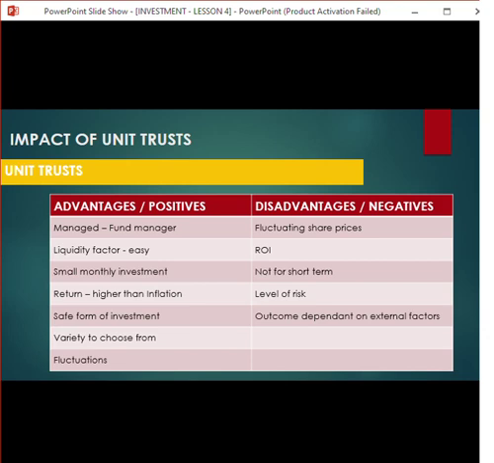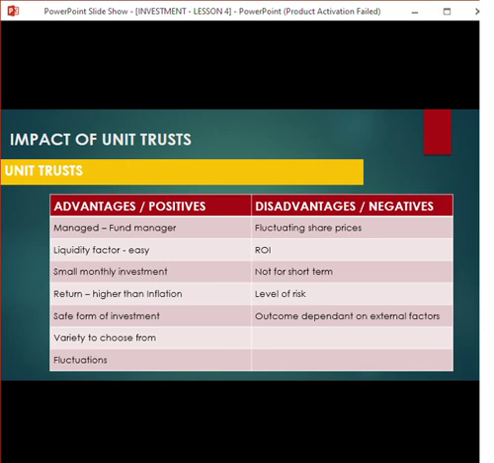If we look at the negatives, share prices may fluctuate. Your unit trusts are not allowed to borrow, and therefore your potential returns could be reduced. So your return on investment will most likely be less due to the fact that the unit trusts are not allowed to borrow.